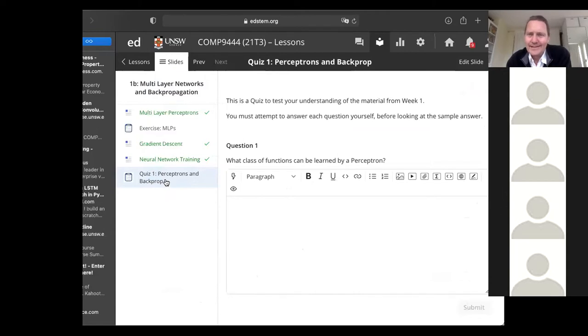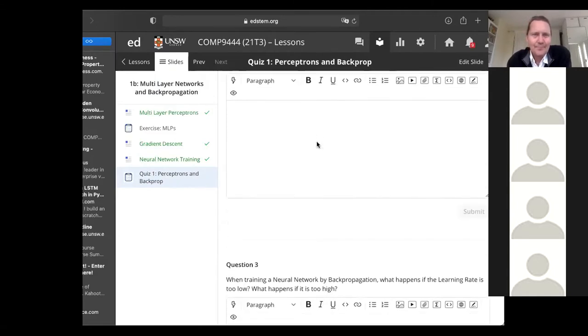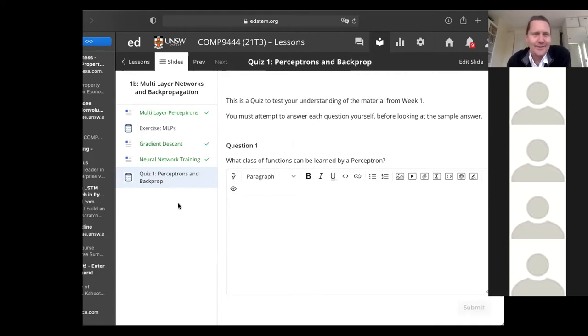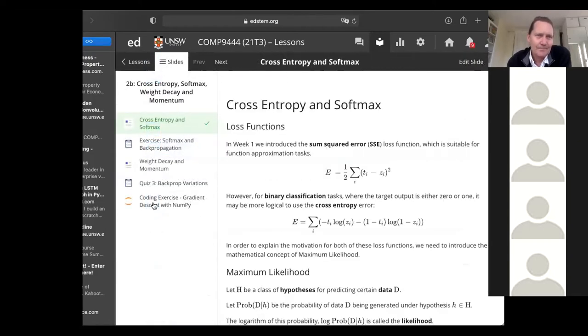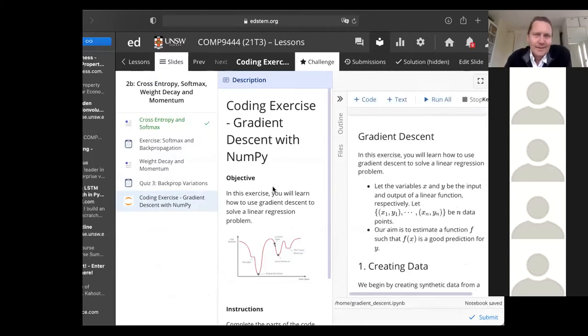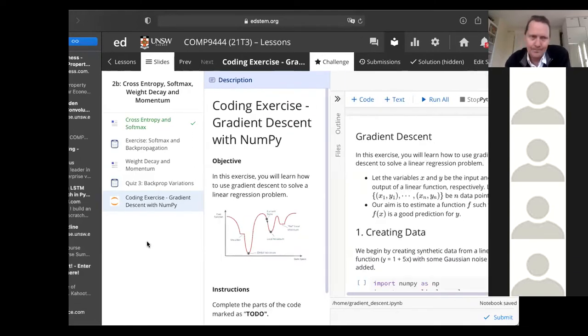And then there are what we call quizzes. So the exercises are not marked. They're just for practice. And these quizzes are actually not marked either. They're just to test your memory and your understanding of the material. Then there are coding exercises, where you have to write some PyTorch code. The first one is just Python and NumPy, but afterwards it's PyTorch. These are not graded either, they're just for your education. So there are exercises, quizzes, and coding exercises.